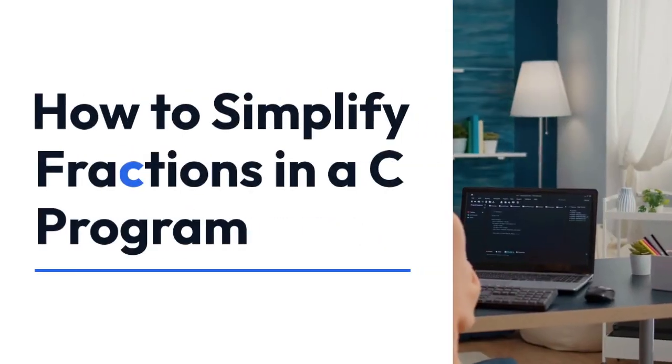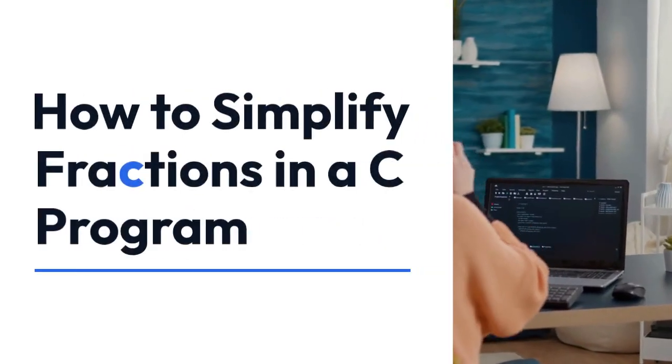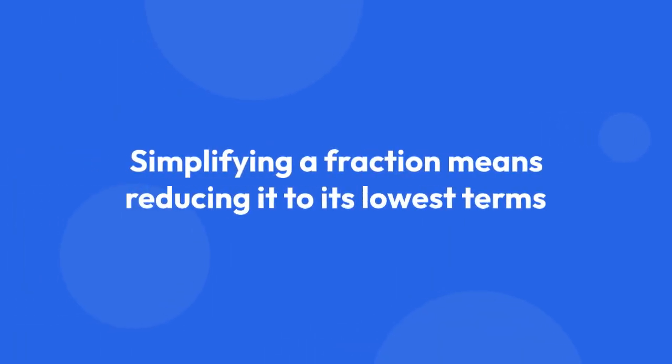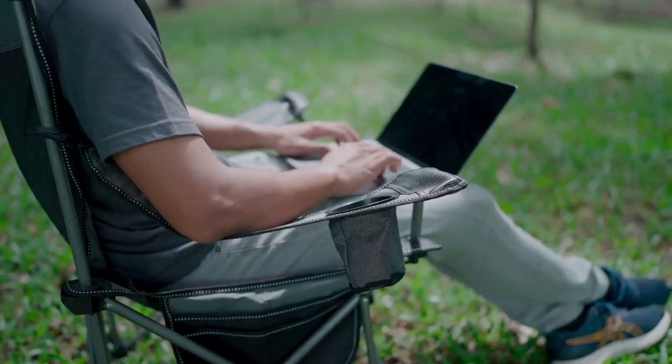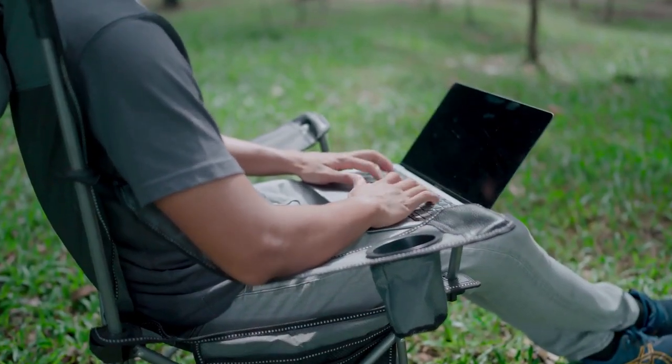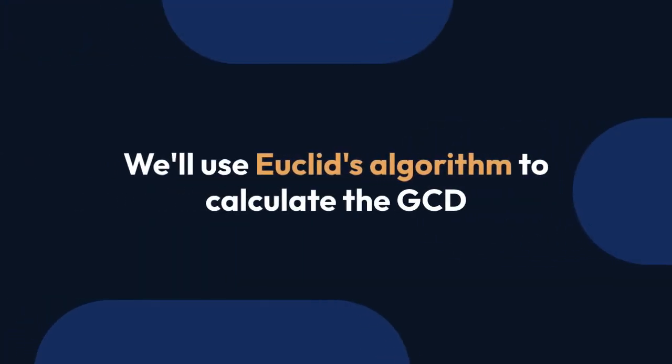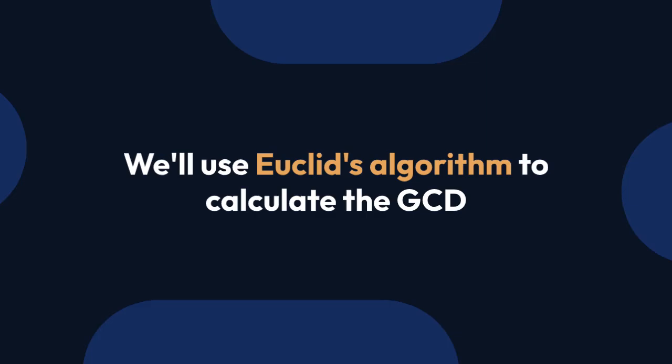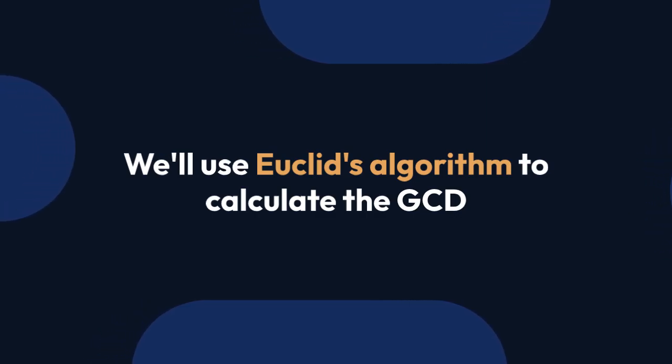We're going to explain how to simplify fractions in a C program. Simplifying a fraction means reducing it to its lowest terms, finding the smallest whole numbers that represent the same ratio. To do this, we need to find the greatest common divisor, GCD, of the numerator and the denominator. There are several ways to calculate the GCD. We'll use Euclid's algorithm, which is efficient and easy to implement.